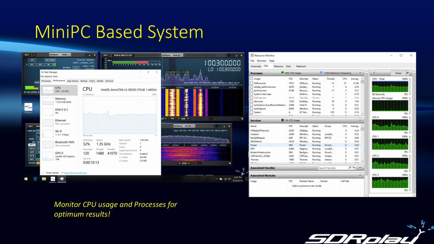In fact, my experience is when you're running FM broadcast stations, that seems to take the biggest toll on the CPU, and you start to get audio dropouts sooner on those FM broadcast stations than you would, say, if you were working the HF bands.